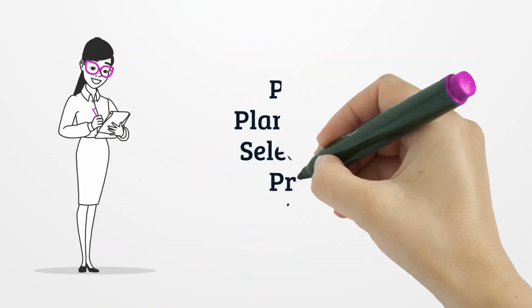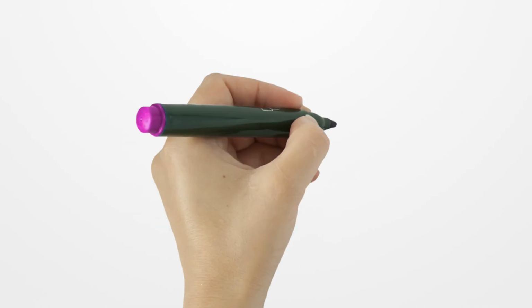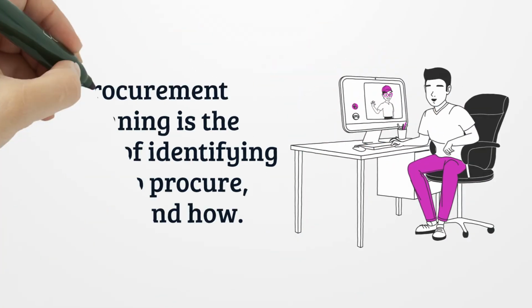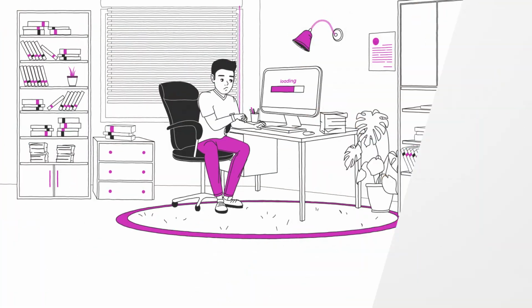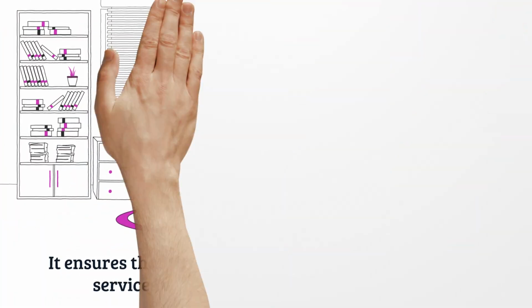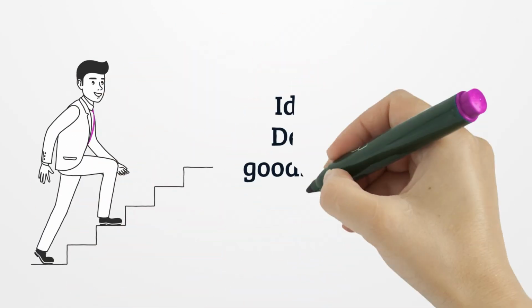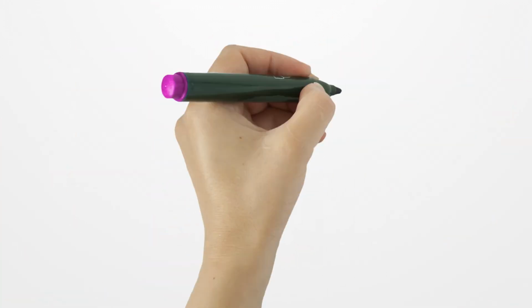Procurement planning and vendor selection. What is procurement planning? Procurement planning is the process of identifying what to procure, when, and how. It ensures that the project gets the necessary goods and services without delays or budget overruns. Steps in procurement planning. Identify needs. Determine what goods or services are required.